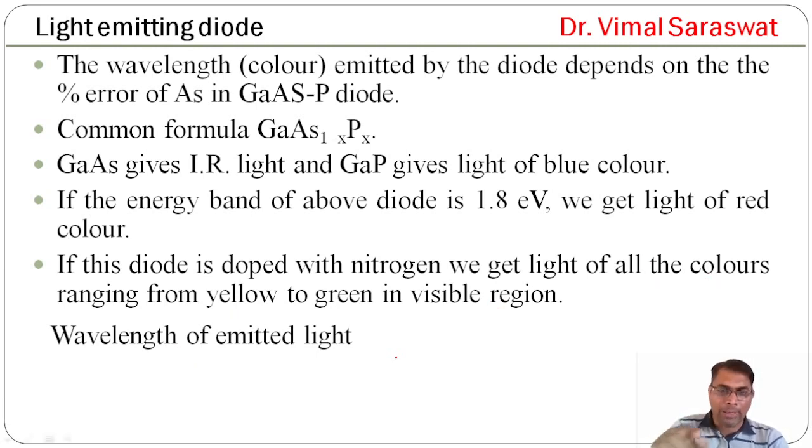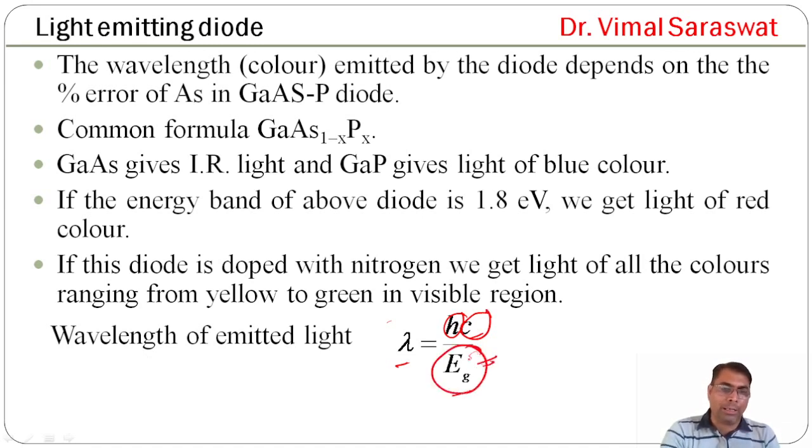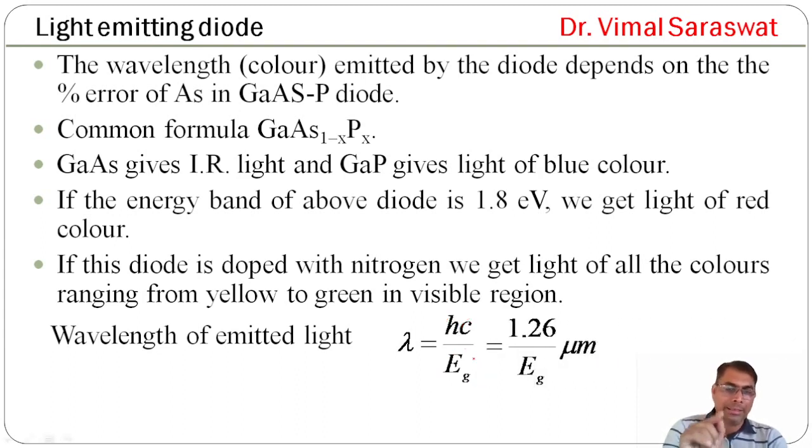The wavelength of emitted light is given by lambda equal to hc upon Eg. Here h is Planck's constant, c is the velocity of light, and Eg is our energy gap or band gap. Since h and c are constants, if we put in the values of these two constants, then lambda equals 1.26 upon Eg in terms of micrometer.